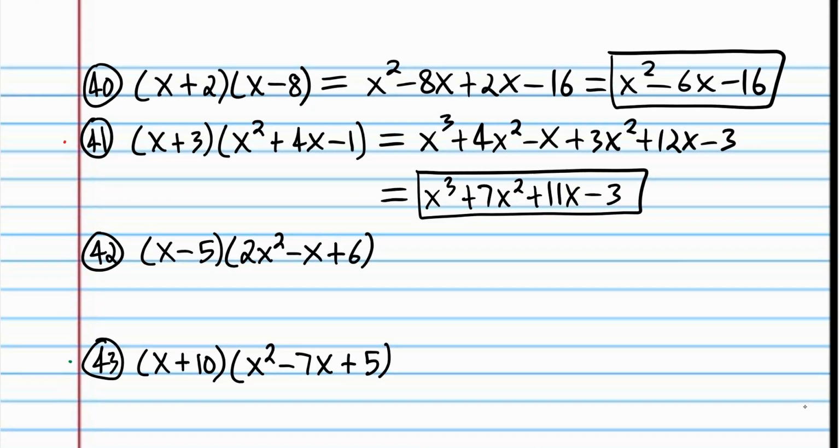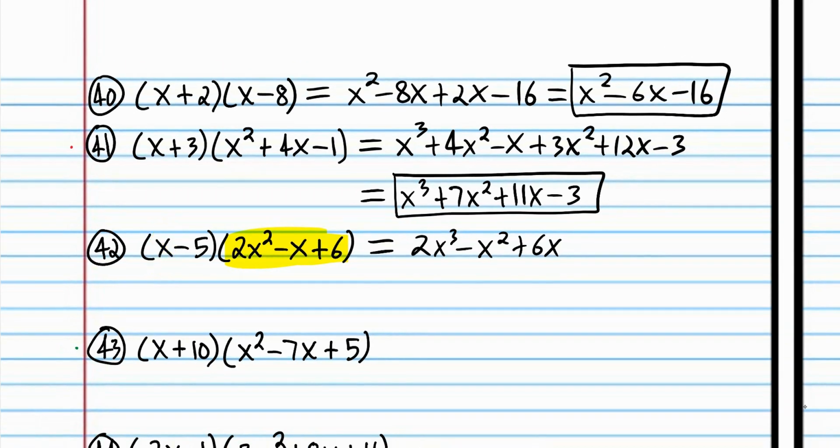So let's try another one of these. We're going to start by multiplying x by all these numbers. X times 2x squared is 2x cubed. And x times negative x is negative x squared. X times 6 is 6x.